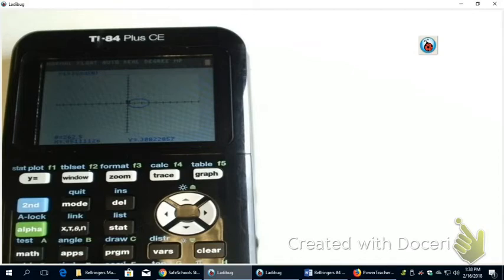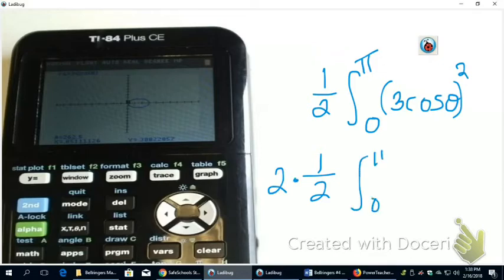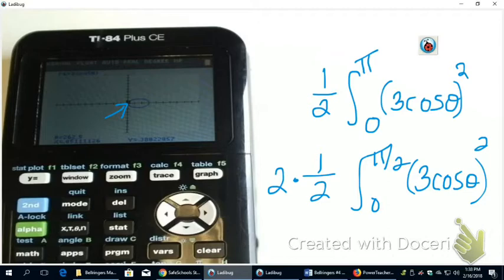So, there are several ways that you can do the problem. Our formula is 1/2 the integral and then the radius squared. So the radius in this case was 3 cosine theta because that's what we graphed. And then 0 to pi would work because 180 is all the way around. Or it is okay if you wanted to do 2 times 1/2 times the integral 0 to pi over 2, since pi over 2 was halfway around, and that would just be the area of this top part.